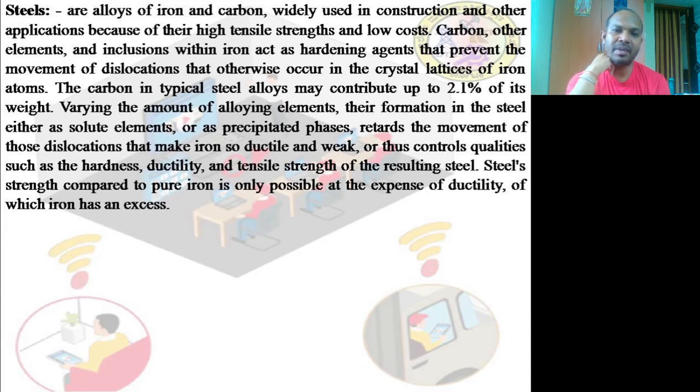The carbon in a typical steel alloy may contribute up to 2.1 percent of its weight, varying with the amount of alloying elements. Their formation in steels, either as solute elements or as precipitated phases, retards the movement of those dislocations that make iron so ductile and weak, and thus controls qualities such as hardness, ductility, and tensile strength of the resulting steel. Steel's strength compared to pure iron is only possible at an expense of ductility, of which iron has an excess.